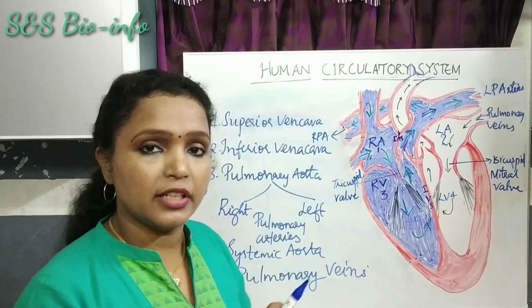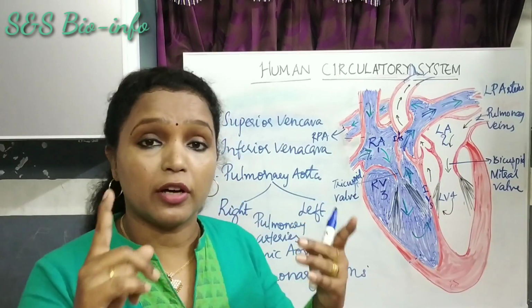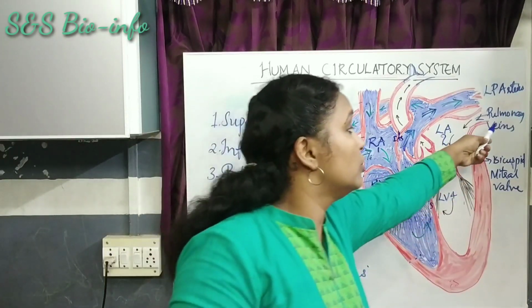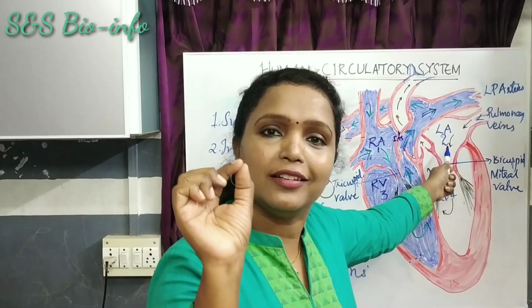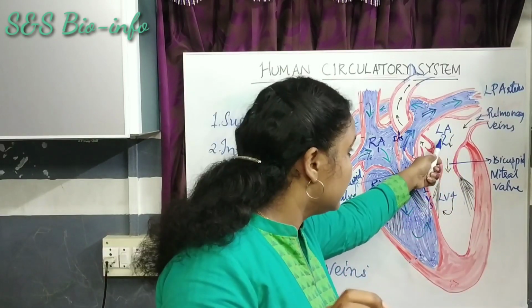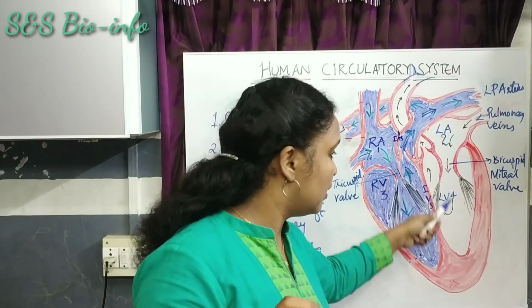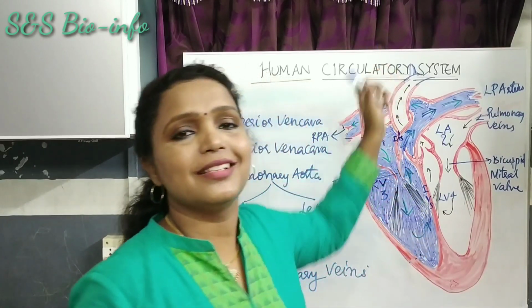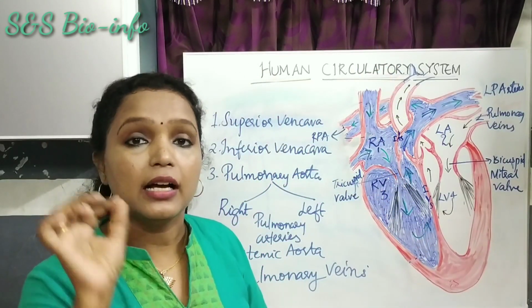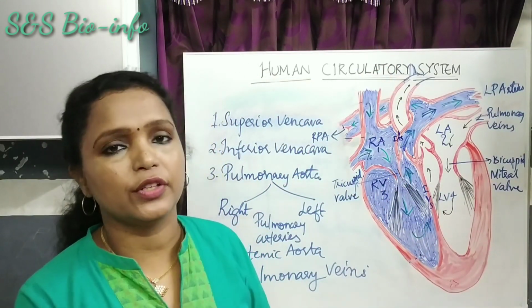So after oxygenation at the lungs, what happens? The pure blood is pumped back to the heart through the pulmonary veins, the only veins that carry pure blood. Then it goes to the left atrium, left ventricle, then to the systemic aorta. These are the associated blood vessels of the human heart.